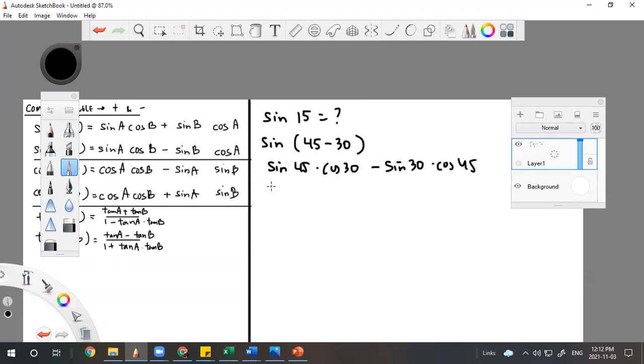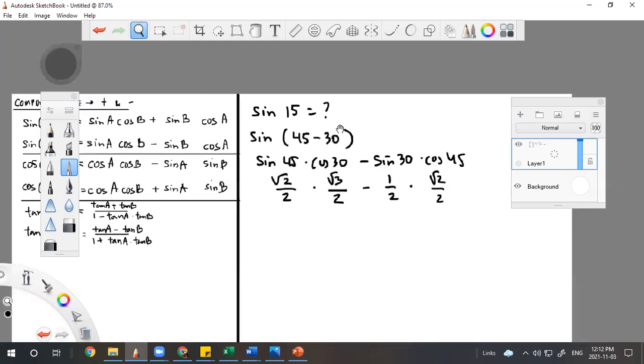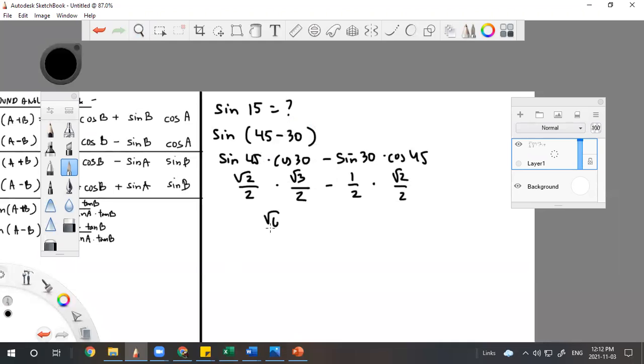Next, what else? Half, square root 2 over 2. I think better like this, use a single fraction: square root 2 over 2 times square root 3 over 2, subtract 30 degree half times square root 2 over 2. And we get the final answer about this. So it is square root 6 over 4 subtract square root 2 over 4. We have the same denominator in this case, 4, right? Then that's how you think of the sine 15.